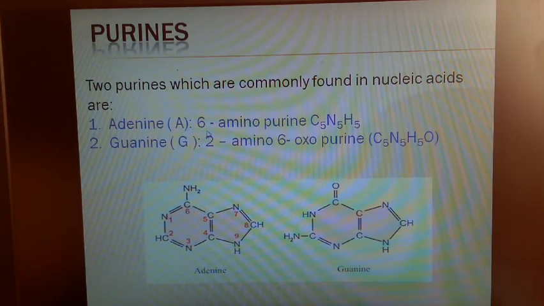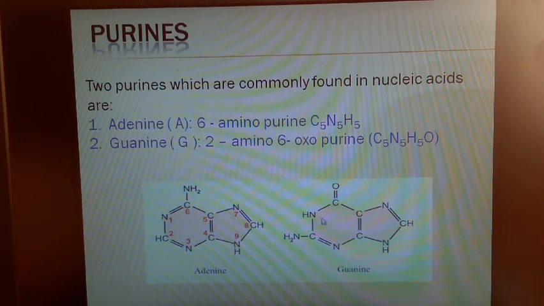In 6-aminopurine, this entire ring structure remains the general form itself. Only the substituent present on the 6th carbon, that is NH2, is different. So that substituted one is named adenine. Likewise, the next one is guanine.